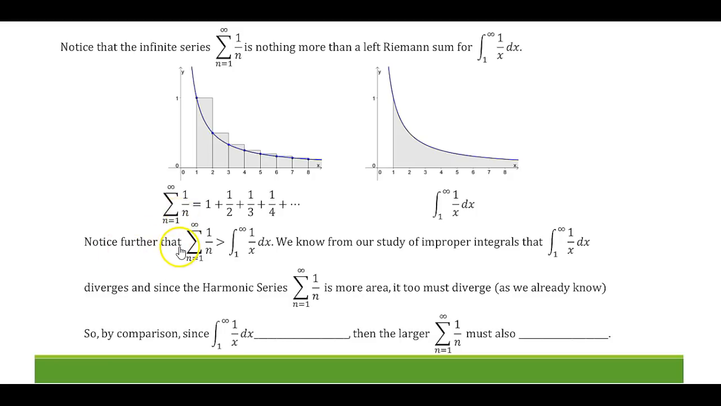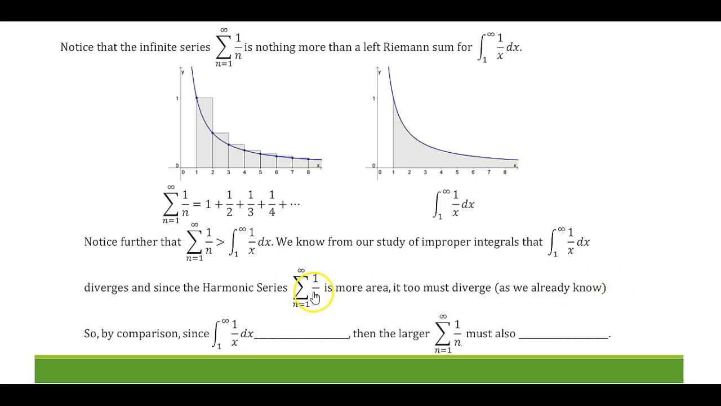So we want to notice further from the graph that the sum from n equals 1 to infinity of 1 over n, the left Riemann sum, is greater than, there's more area than, the improper integral from 1 to infinity of 1 over x dx. Well, we know from our study of improper integrals that the integral from 1 to infinity of 1 over x dx diverges. And since the harmonic series, the sum from n equals 1 to infinity of 1 over n, is more area than something that we already know diverges, it too must diverge, as we already know.